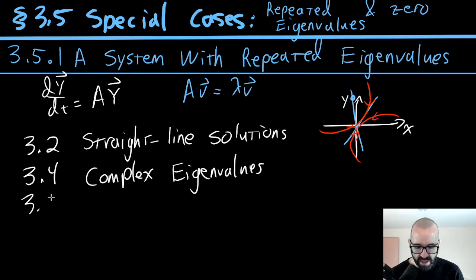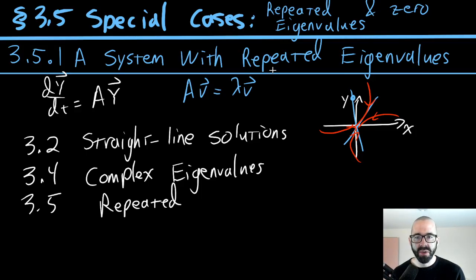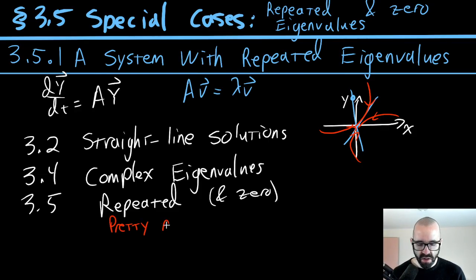Now, in these cases, if we're looking at repeated specifically, we don't spend that much time talking about 0 eigenvalues. It's mostly repeated. But if we're looking at repeated eigenvalues, both of these situations are pretty rare. Now why is that?